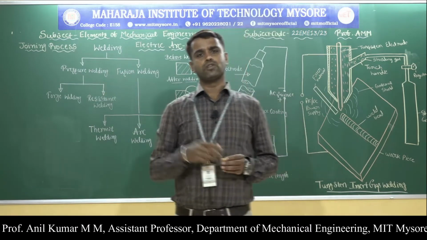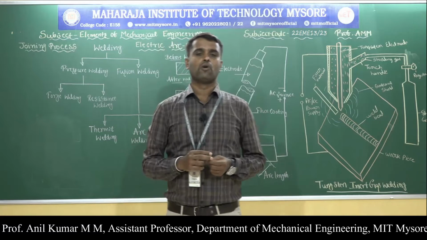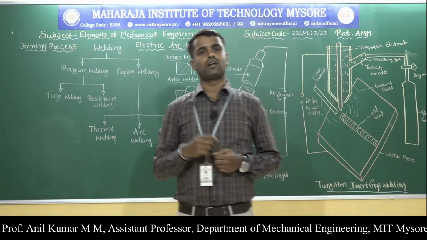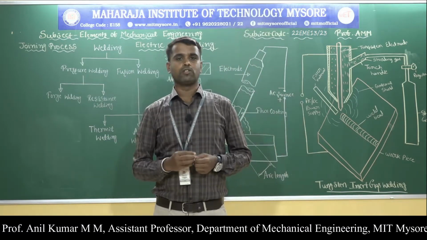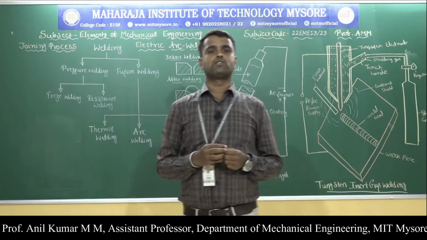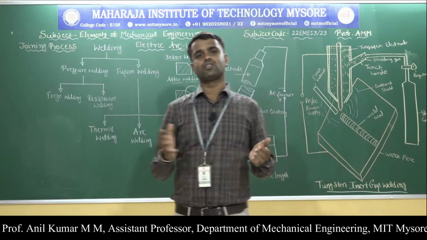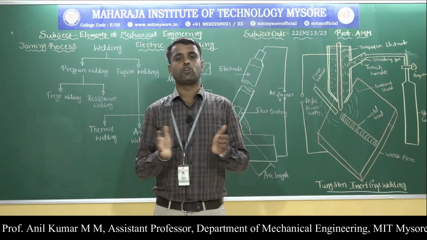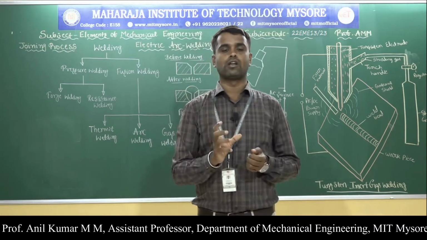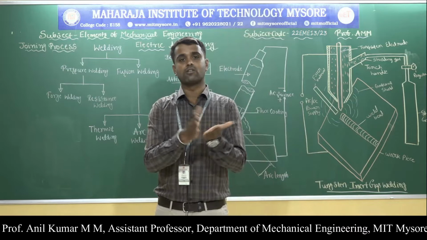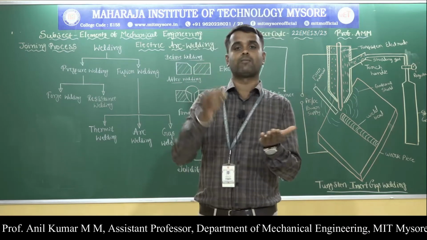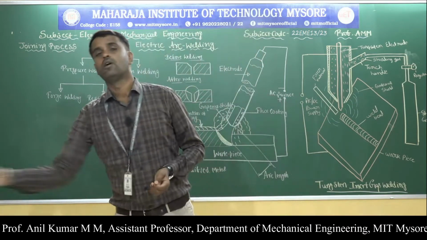This joining process is classified into two types. One is the permanent joining process and the other is the temporary joining process. What do I mean by permanent joining? The name itself says the joint is permanent. It is called permanent joining. Once joined, it is difficult to separate. If you try to separate the parts, it will damage the original shape.